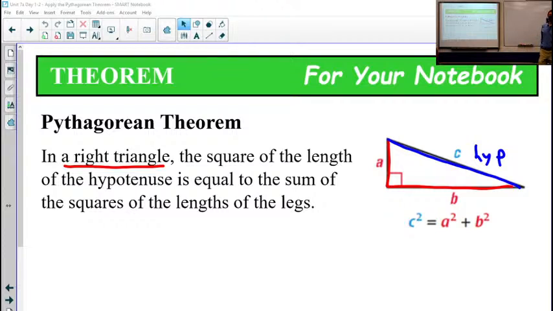Probably the most well-known thing in all geometry. If people know one thing from geometry, it's usually the Pythagorean Theorem, which says that the square of the hypotenuse is equal to the sum of the squares of the legs. In other words, c squared equals a squared plus b squared.